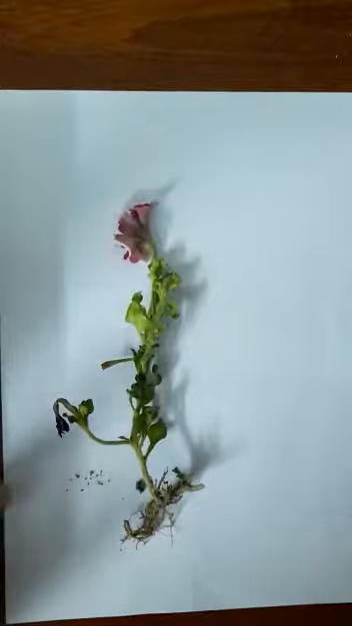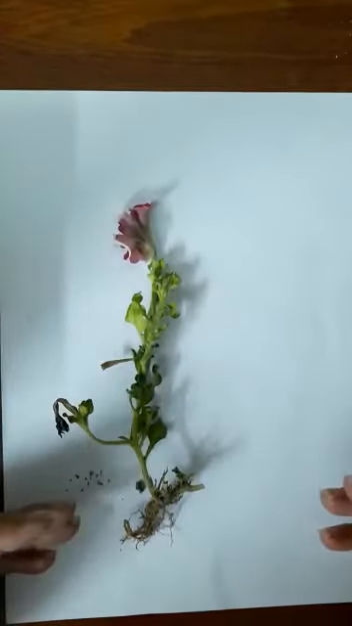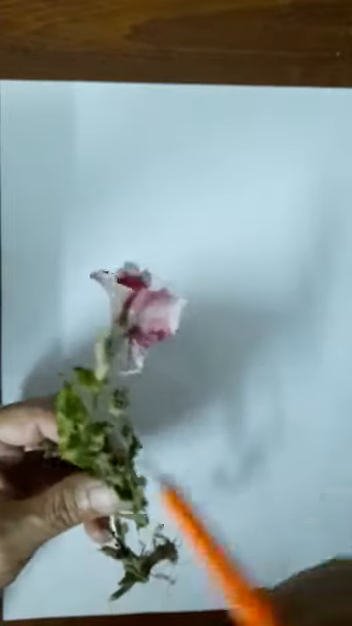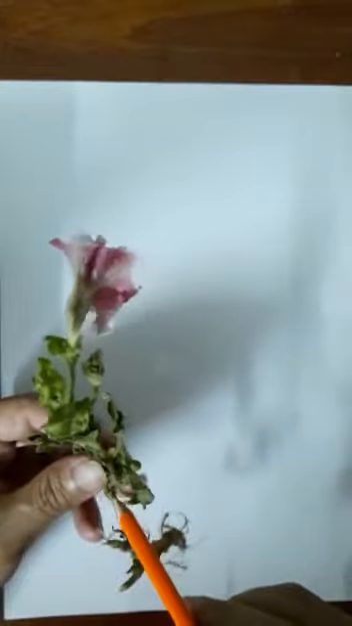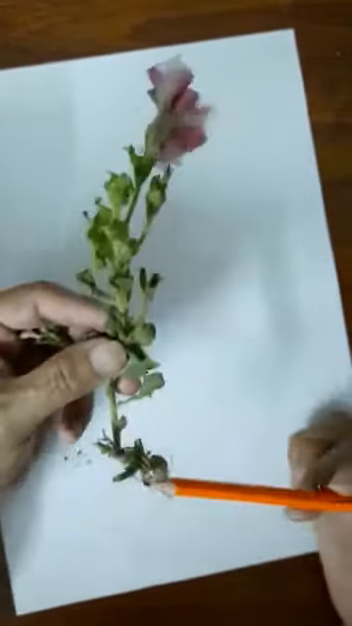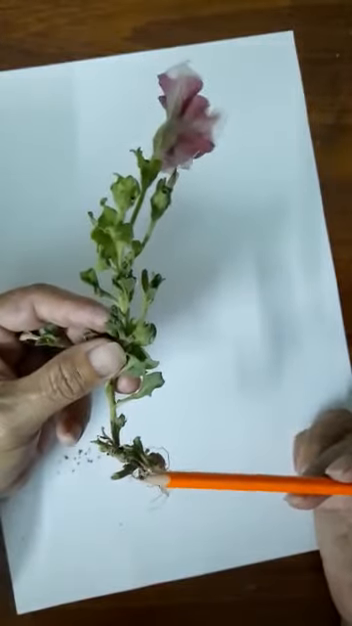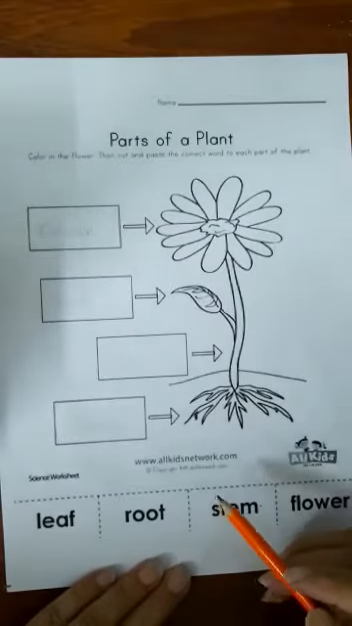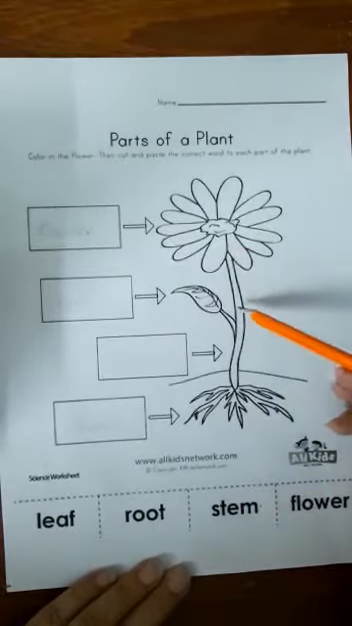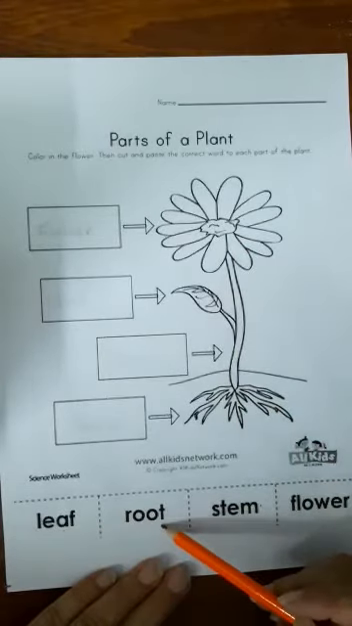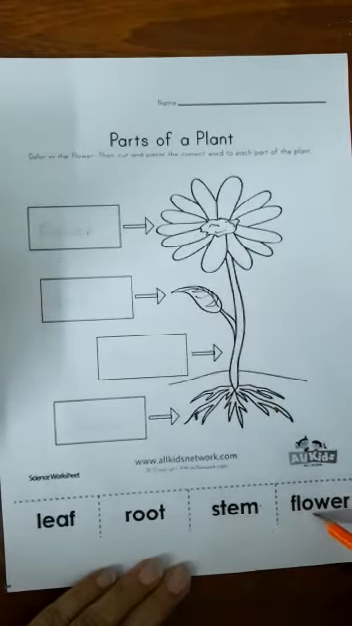Dear students, all of you know how a typical plant looks. This is a plant. What is this part called? This is called the flower. This is the stem of the plant. On the stem we have green leaves, and this is the underground part of the plant, that is called the roots. So dear students, you have learned that a plant has 4 main parts: leaf, root, stem, flower.